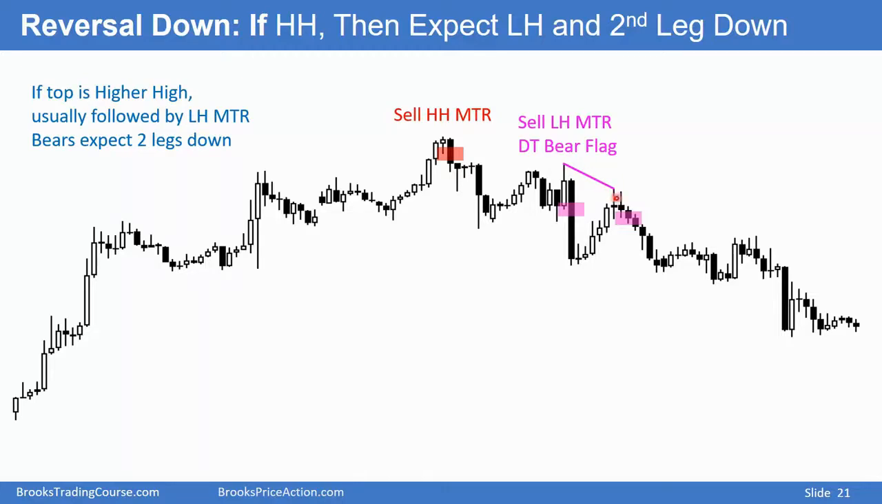Double top bear flag, you could sell below that bar, looking for another leg down, expecting a series of lower highs and lower lows, a bear trend.